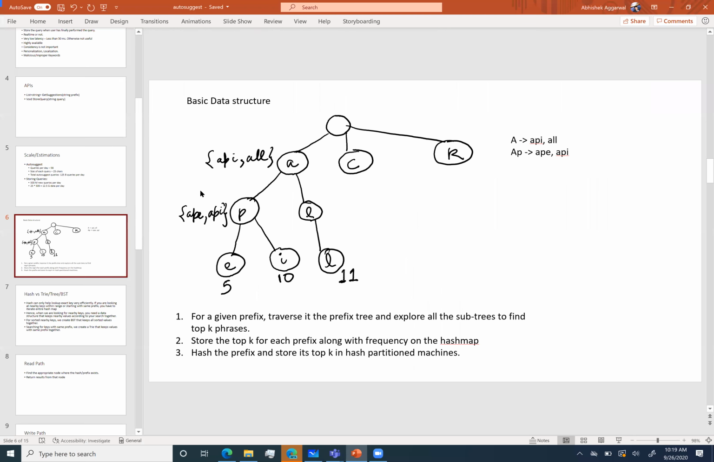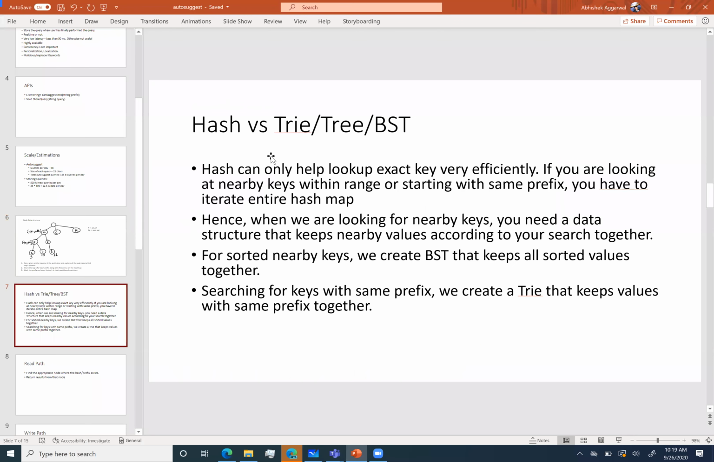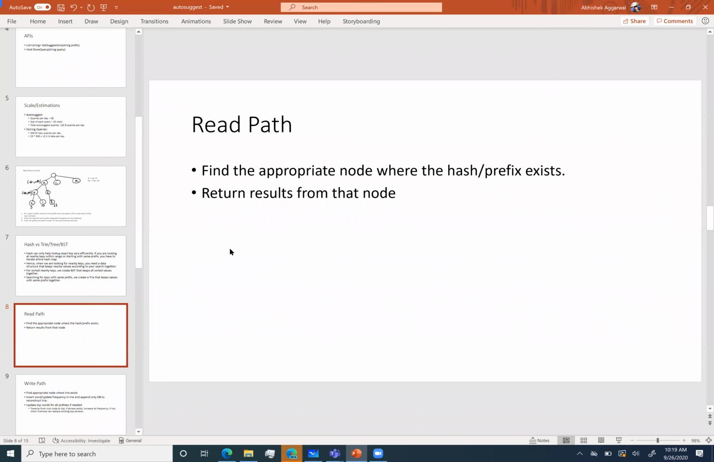So, this was the basic data structure I talked about, and then I think we have already discussed hash and trie. Why would we need hash? Why would we need tries, right? So now, how would the read path look like?